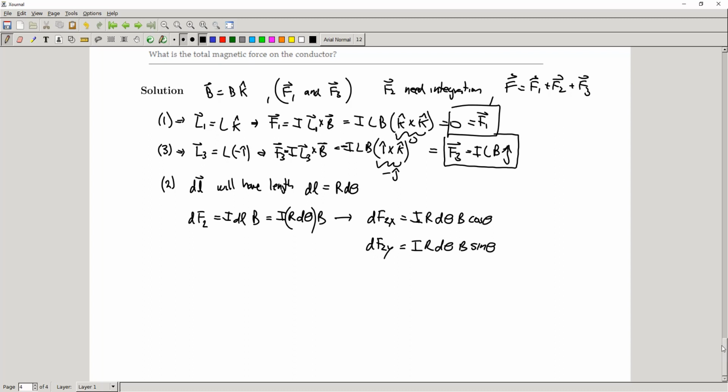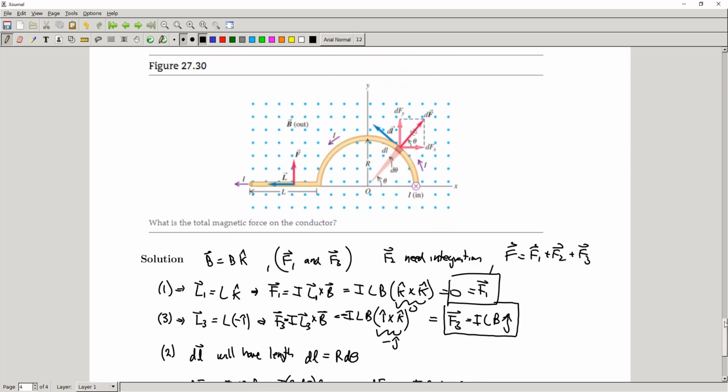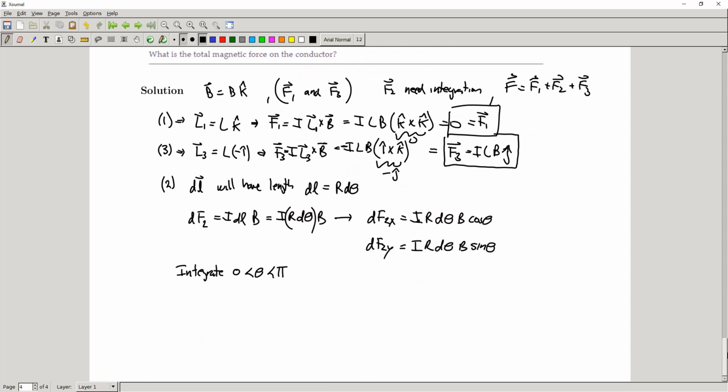So let's do that. We have our two expressions here, and now what we want to do is integrate over 0 less than theta less than pi, right? And why is that? Because we're doing a semicircle here, so we're going from theta equals 0, through theta equals pi over 2, to theta equals pi. So the full 180 degrees, okay?